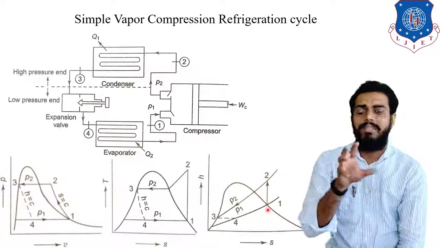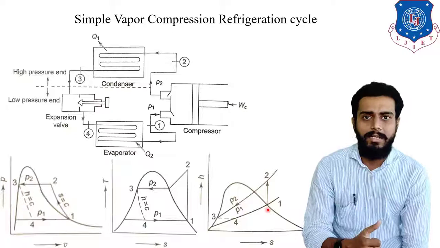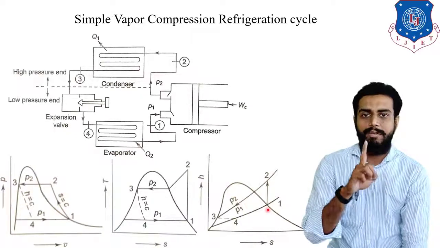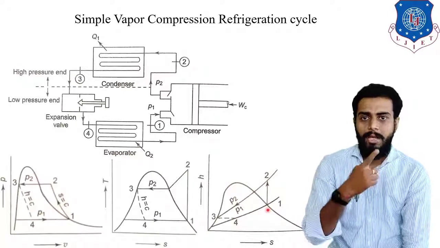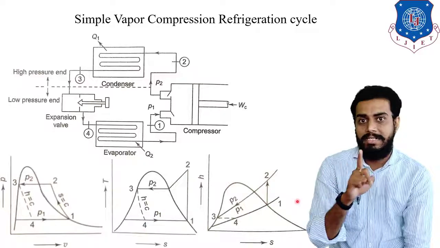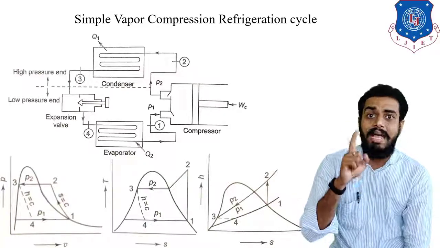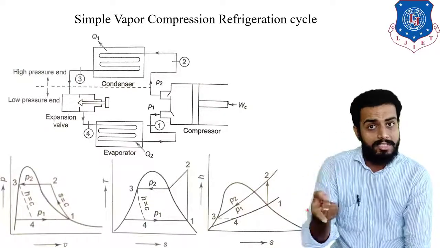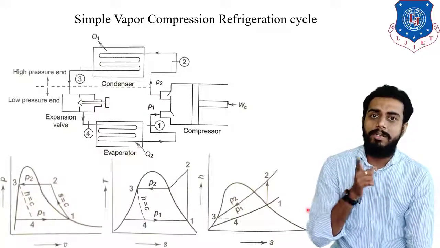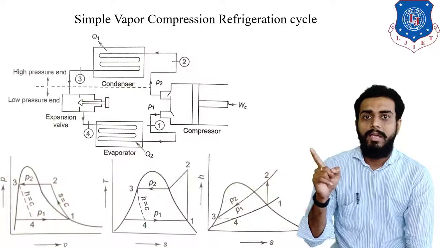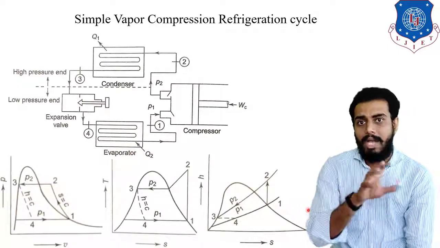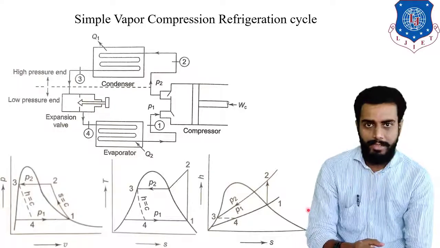So that is how the simple vapor compression refrigeration cycle will work. Remember students, process 1 to 2 is a reversible adiabatic compression process. Process 2 to 3 is a reversible constant pressure heat rejection process. 3 to 4 is an isenthalpic process, which is not reversible. 4 to 1 is a reversible constant pressure heat addition process. That is how all these processes work.